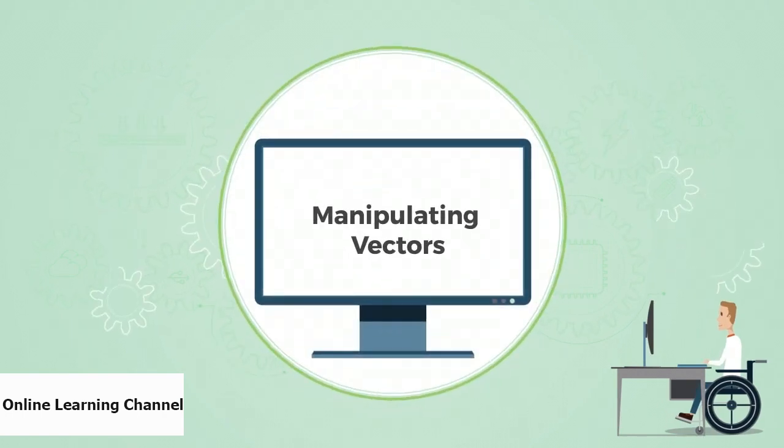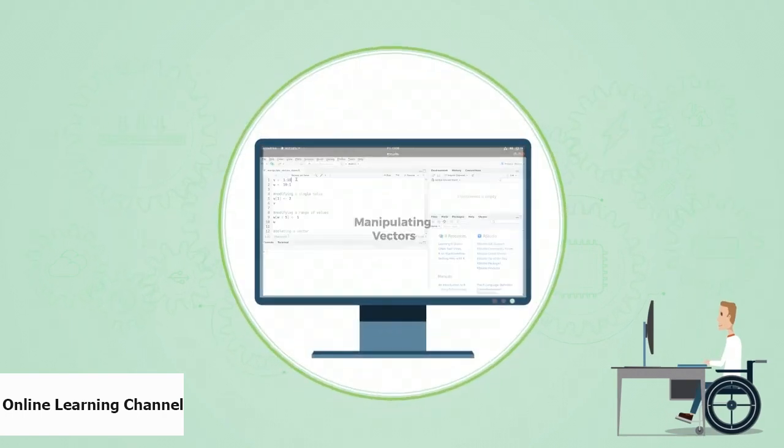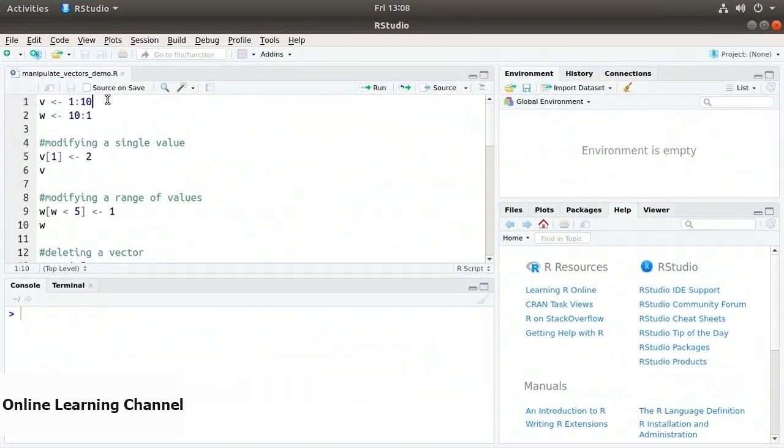In this video, I'll demonstrate how to manipulate and perform operations on vectors in R. I'll take you through the example code line by line, and I'll use the run current line command after I explain a line. And then I'll describe the output as we progress through the example.